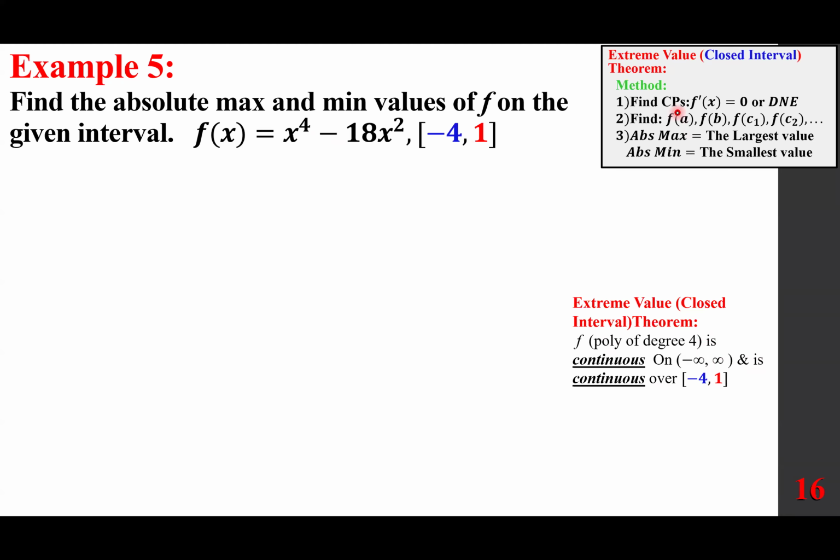So we're going to start with the critical points. That means f prime of x, which is 4x cubed minus 36x. Because we want to set this equal to 0, we are going to factor it. And we notice 4 is in common, so is x. If I take out the 4x, I get x squared minus 9. And this is a squared minus b squared.